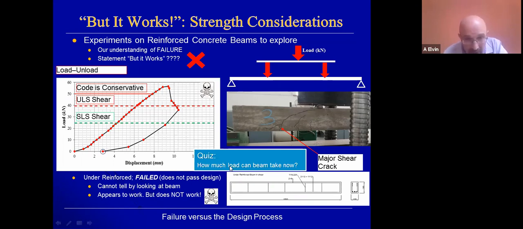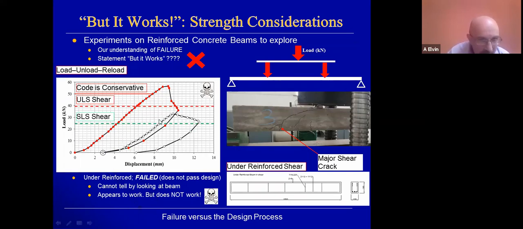Now, tell me, how much load can this beam take? Let's have a vote on this. This is important. Let's see who votes. How much load can this beam take? It has totally failed. And in fact, as I told you, it has failed not at this point, but right at the design stage. Zero, zip, zero. Yes, all right. No, that's not the right answer. So now let's see how much load it can take.